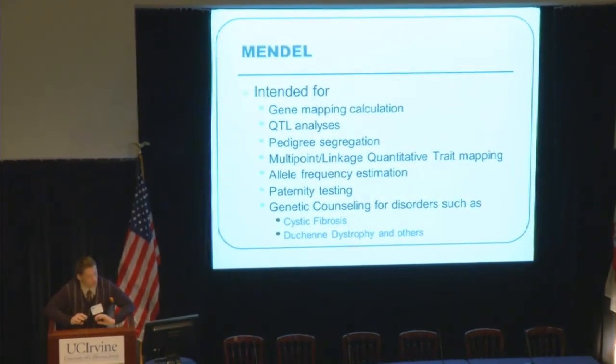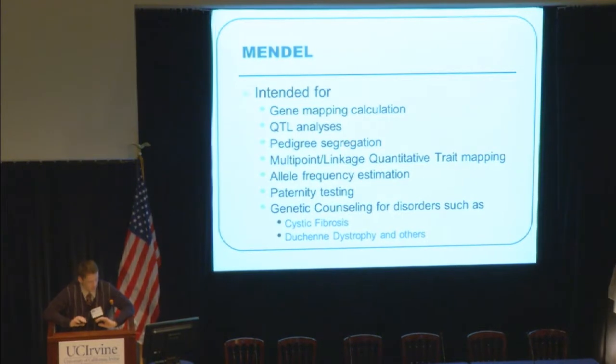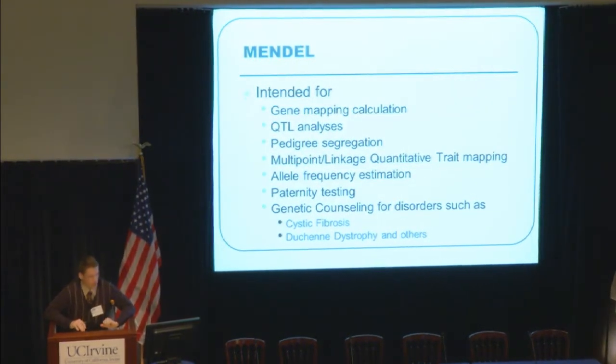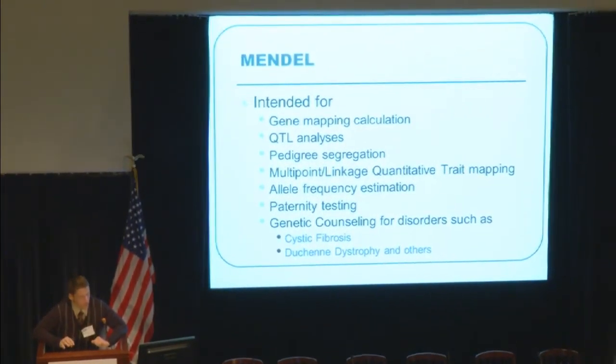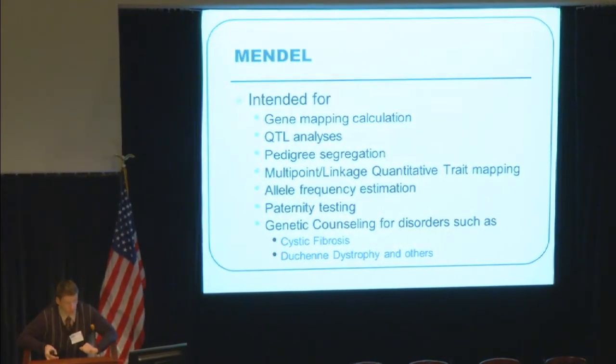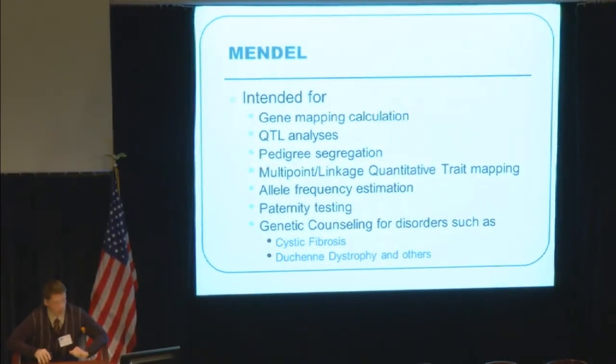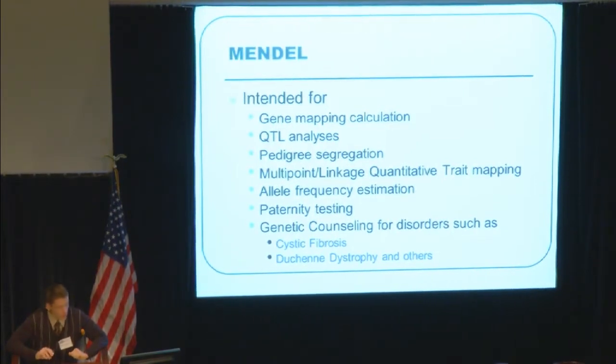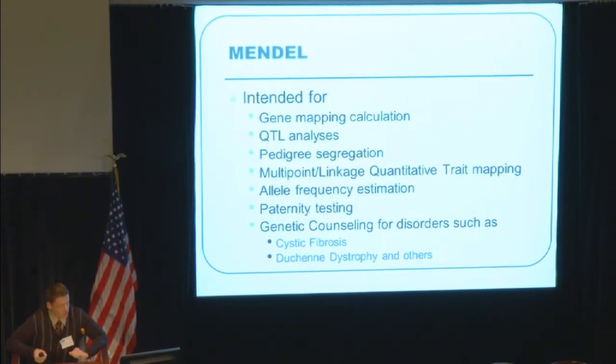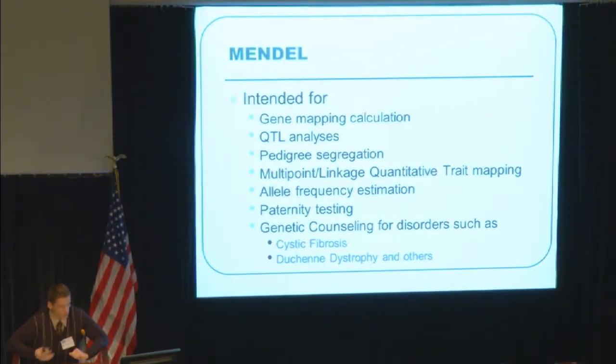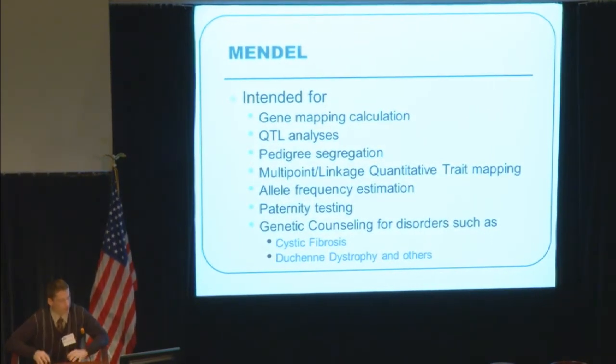So SOLAR was built somewhat as a replacement for MENDEL, and it was specifically intended for gene mapping calculation, quantitative trait linkage analysis, pedigree separation, multi-point linkage and quantitative trait mapping, allele frequency estimation, paternity testing, and the standard genetic counseling work that's performed in disorders such as cystic fibrosis, various dystrophies and myopathies, and many others.